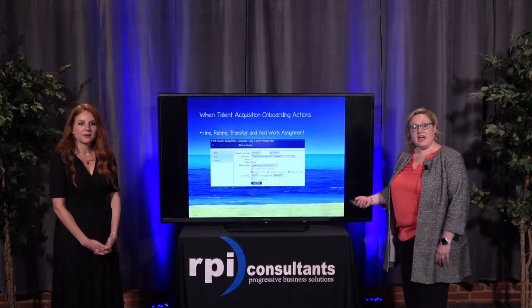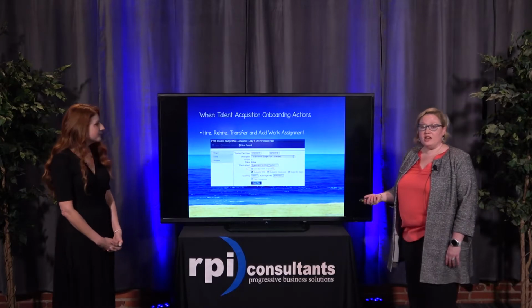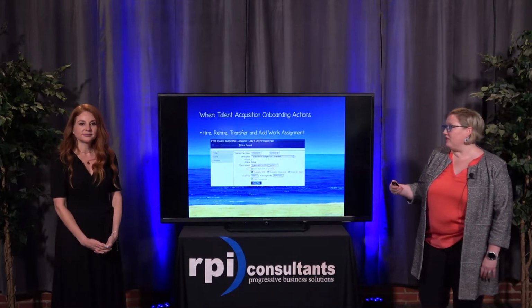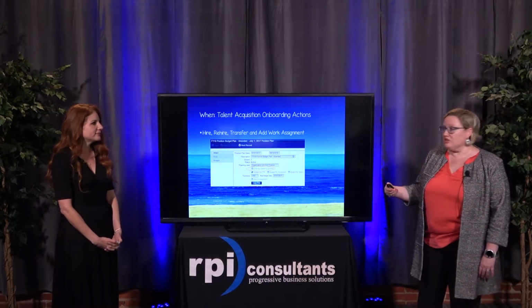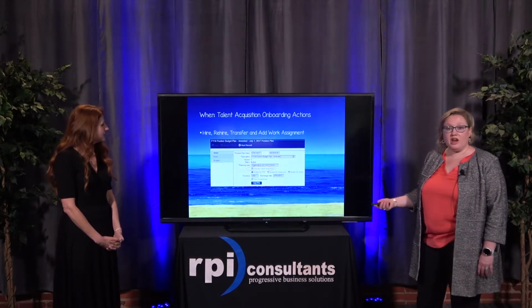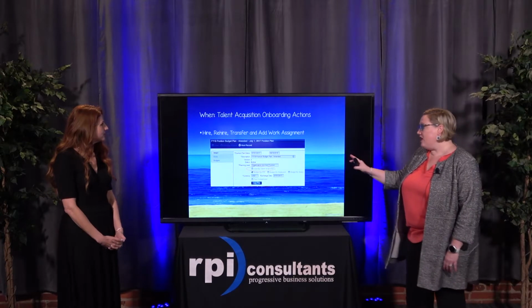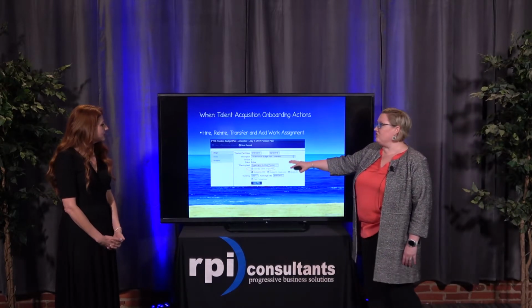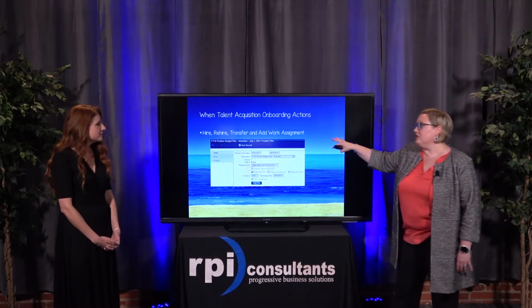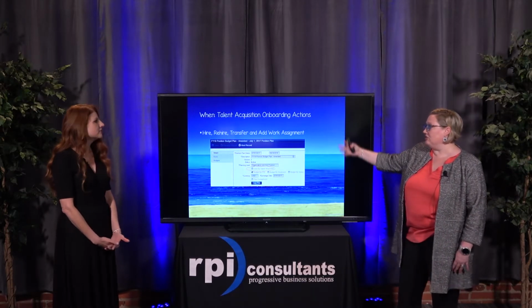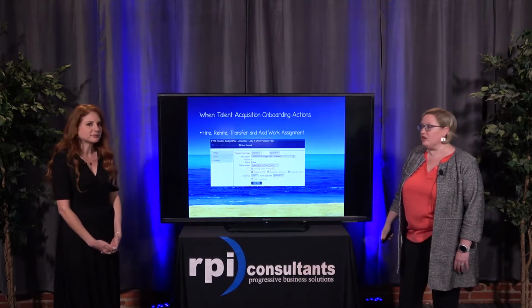Okay. On the talent acquisition side, there are several onboarding actions that also interact with the position budget manager controls. So hiring somebody, rehiring, transferring, and adding a work assignment. And whether or not you tell it to be used by talent acquisition, these are still going to trigger the controls because these are actually moving them into GHR and working in GHR.